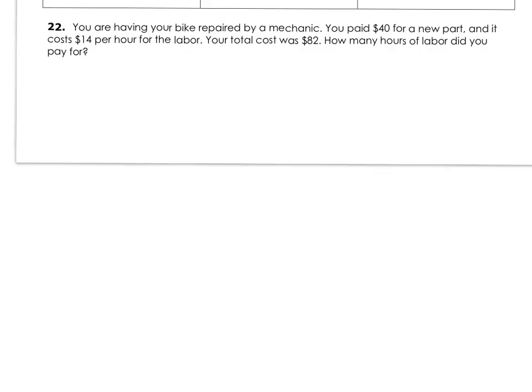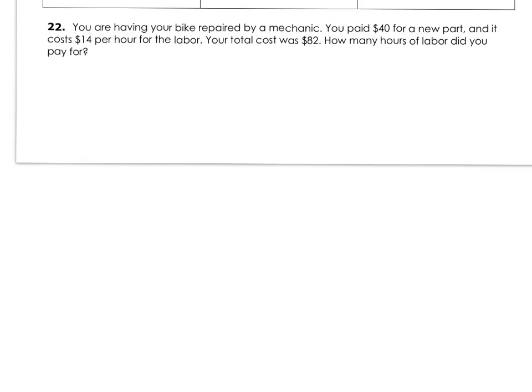Last question. You are having your bike repaired by a mechanic. You paid $40 for a new part, and it cost $14 per hour for the labor. Your total cost was $82. How many hours of labor did you pay for?